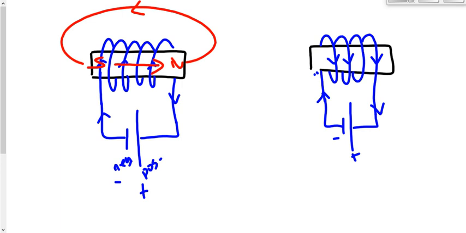Which way is my thumb pointing? Martin, which way is my thumb pointing? It's pointing to the left. See that?